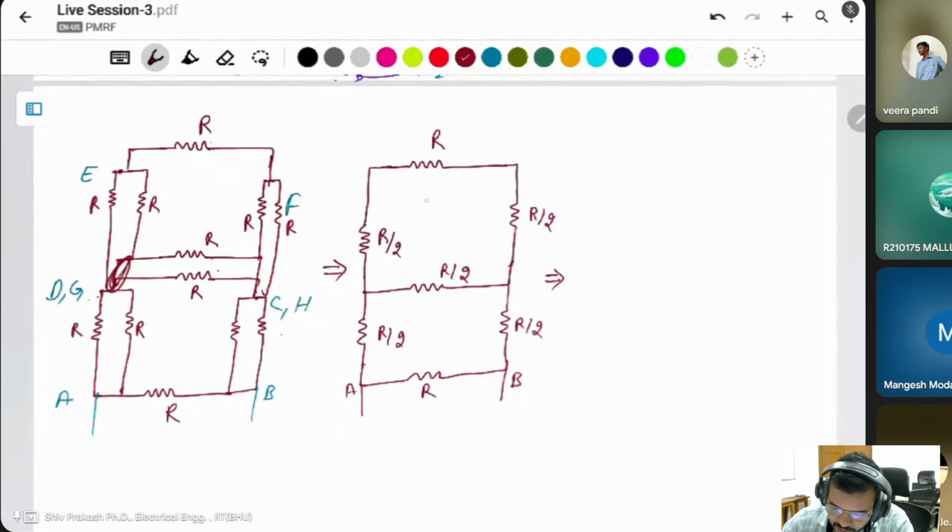Same thing, you can solve this one. These two are connected in series, R by 2, R by 2. It means 2R. R by 2, R by 2, 1R. And this is 2R. 2R and R by 2 are connected in parallel.